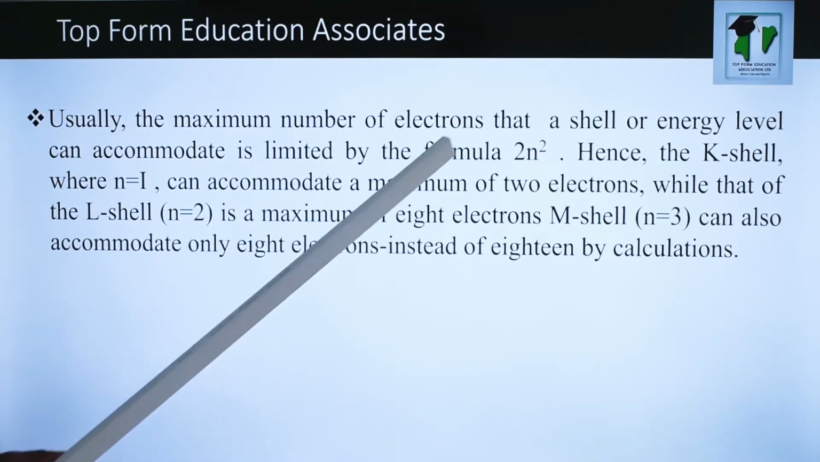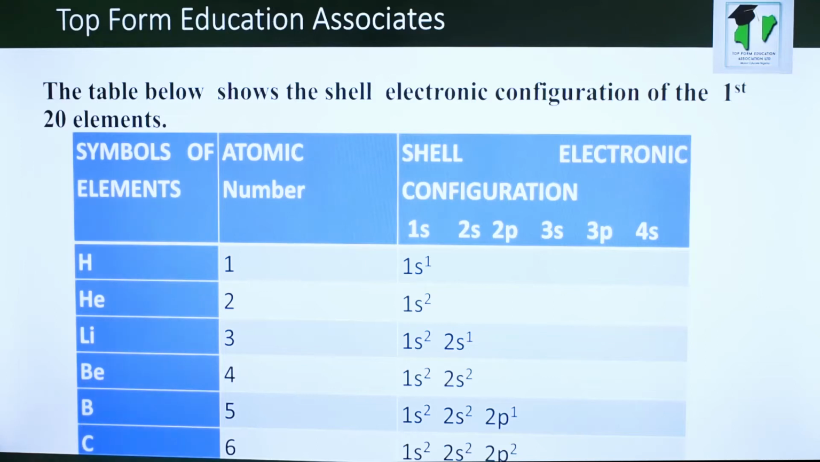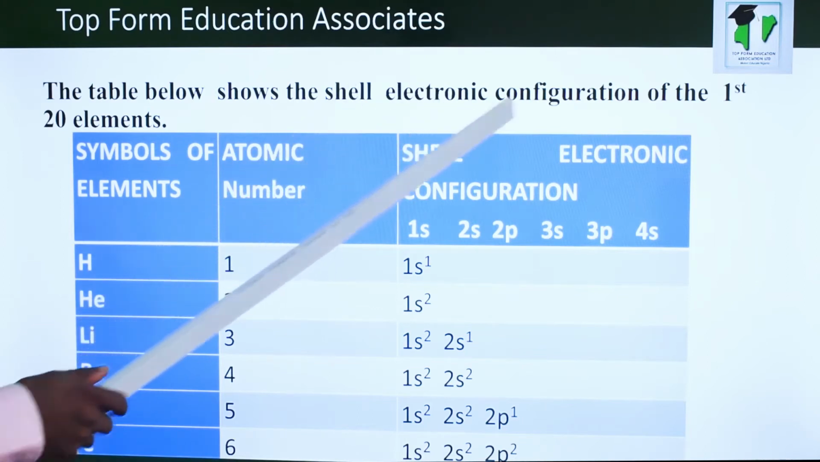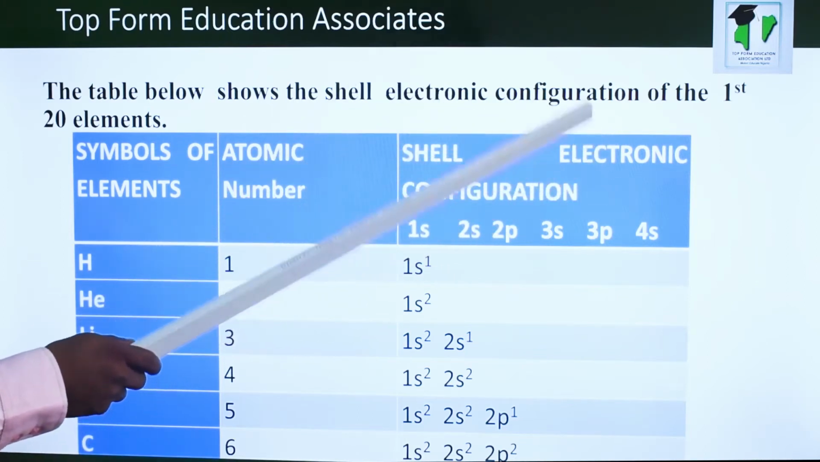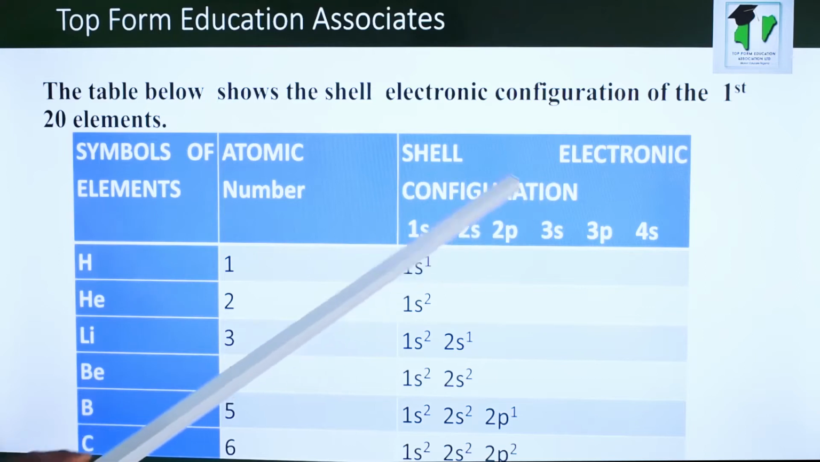That can be calculated from this formula. Now, I want everybody to look at the table on the board. The table below shows the shell electronic configuration of the first 20 elements. The first column contains symbols of elements. Then this column is atomic number, and the last column is the shell electronic configuration.